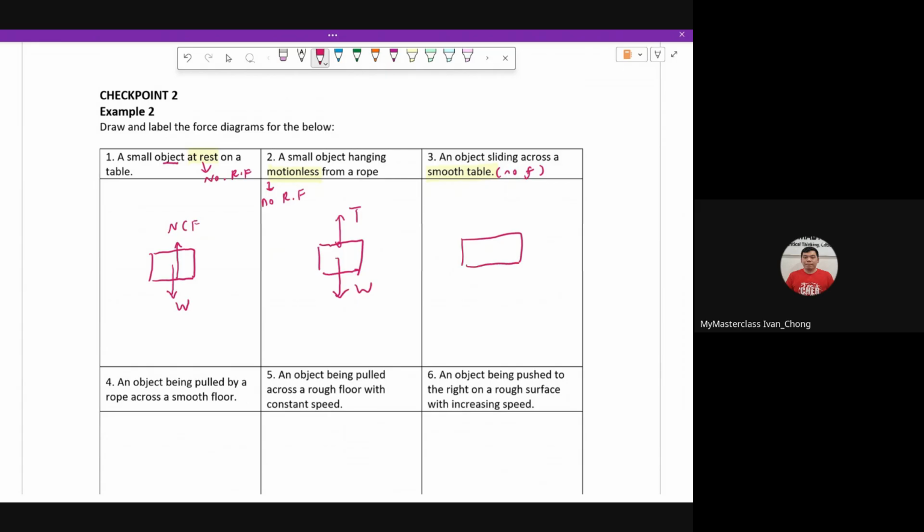So if you draw your box, every object will have weight. Because you are sitting on the surface, you have normal contact force. And when you're sliding across a table, nothing is pushing the object and nothing is stopping the object. So there is actually no horizontal force, even though it is moving horizontally, which is kind of weird, but this is just how it works. Okay, because of the fact that there is no friction.